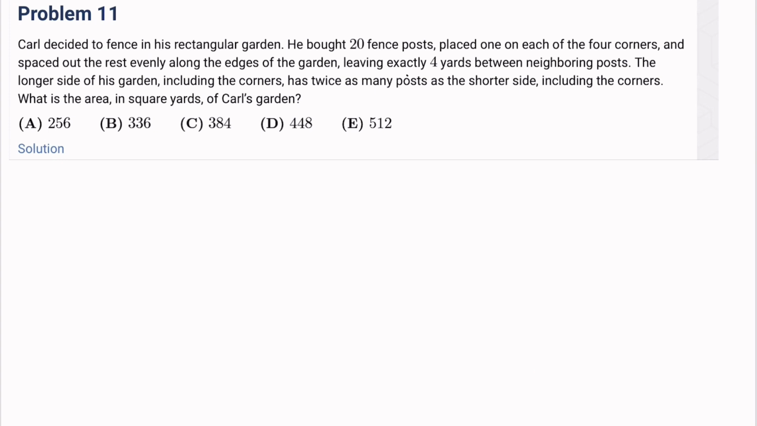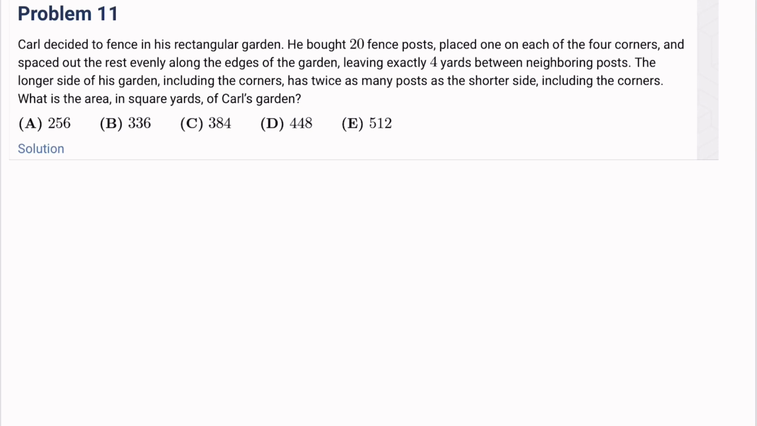Number 11. Carl decided to fence in his rectangular garden. He bought 20 fence posts, placed one on each of the 4 corners, and spaced out the rest evenly along the edges of the garden, leaving exactly 4 yards between neighboring posts. The longer side of his garden, including the corners, had twice as many posts as the shorter side, including the corners. What is the area in square yards of Carl's garden?